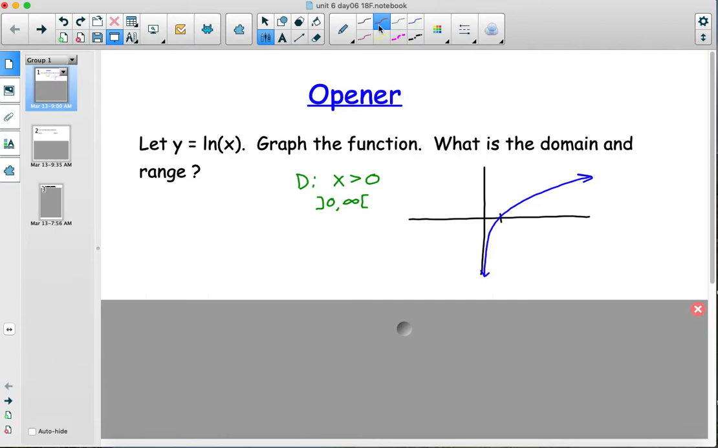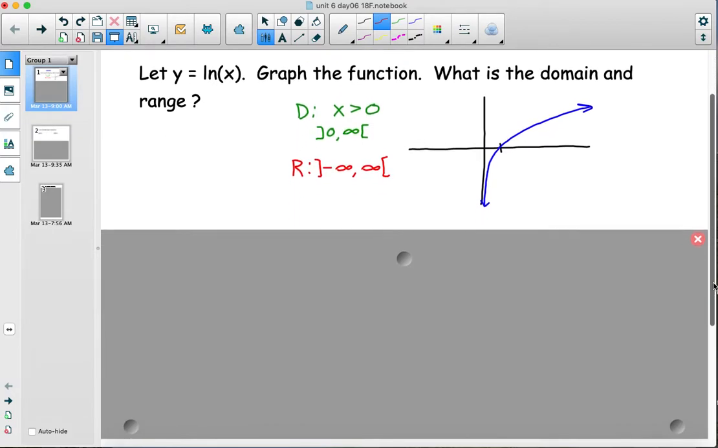those. Now, what about the range? The range, what are all the possible y values? Well, that can be everything. So it's actually negative infinity to infinity. Obviously, we don't include the infinities. So there we go, that seemed easy enough. Okay, next question.